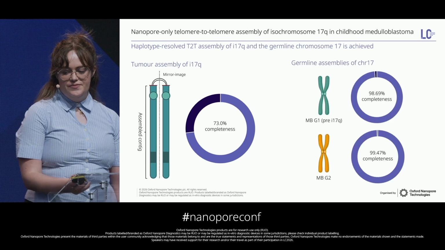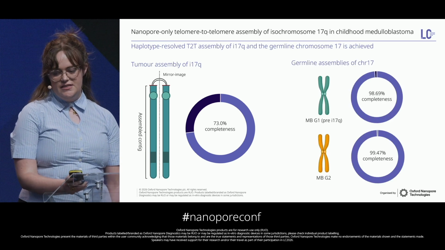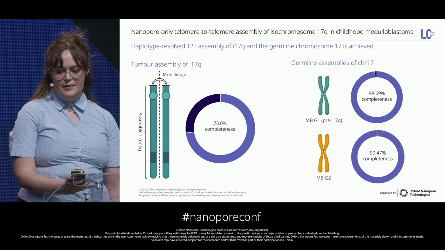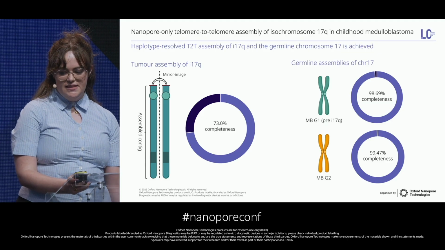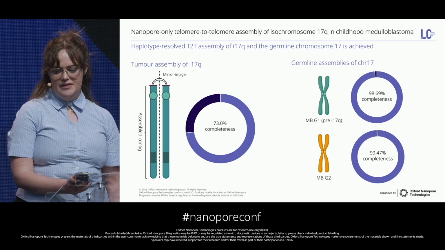Then, using single nucleotide polymorphism information from this contig, but also the wild-type chromosome 17 allele, I was able to phase the germline chromosome 17 reads and assemble these at haplotype resolution. And when comparing these to T2T CHM13, both of them showed high assembly completeness.